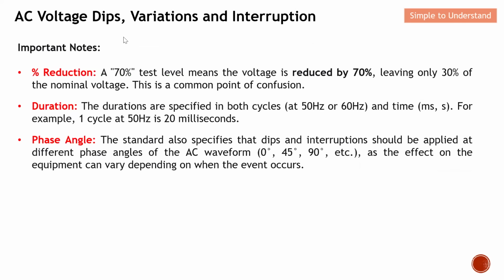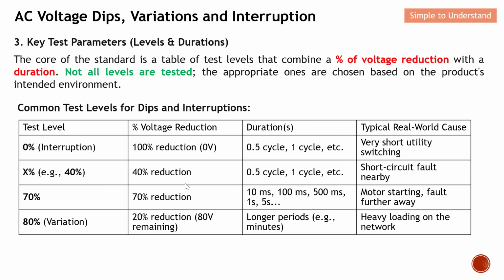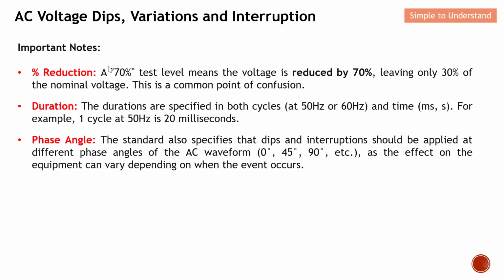Next, some important notes, because there will be some confusion. For example, a 70% reduction. What does 70% reduction mean? A 70% test level means that the voltage is reduced by 70%, not reduced by 30%, which is what some people thought. So when we have this 70% test level, the voltage is reduced by 70%, leaving only 30% of the nominal voltage. This is a very common point of confusion. A lot of people are not aware, and they think it is reduced by 30% rather than 70%.